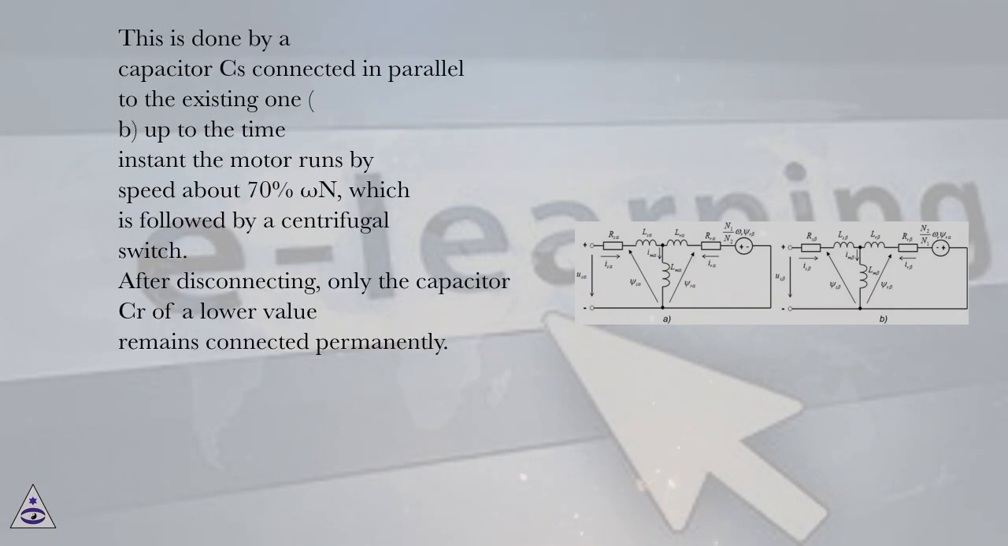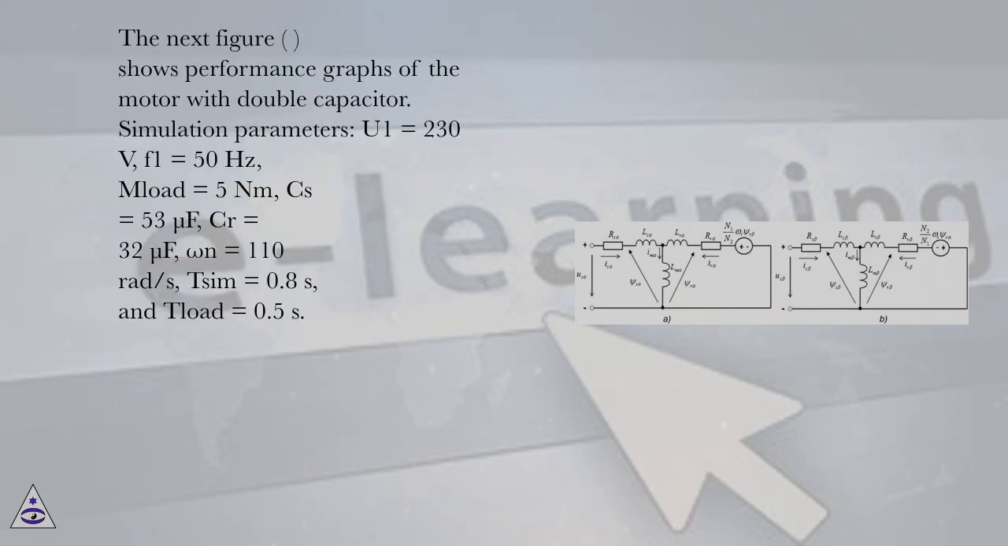This is done by a capacitor Cs connected in parallel to the existing one, B, up to the time instant the motor runs at a speed of about 70% of omega n, which is followed by a centrifugal switch. After disconnecting, only the capacitor CR of a lower value remains connected permanently. The next figure shows performance graphs of the motor with the double capacitor.